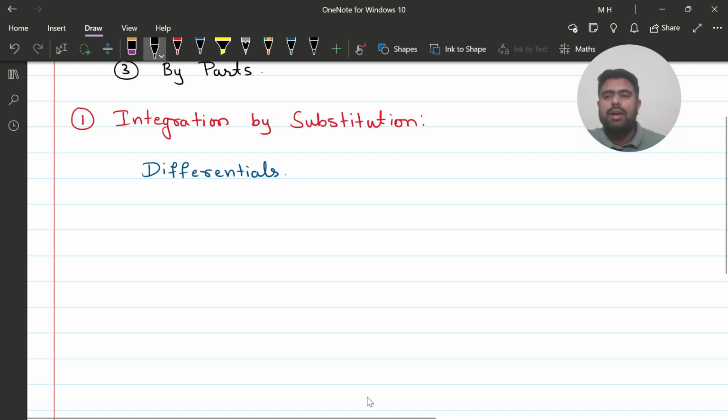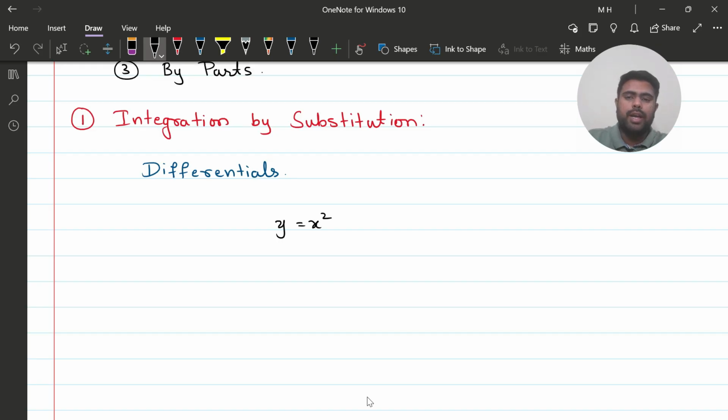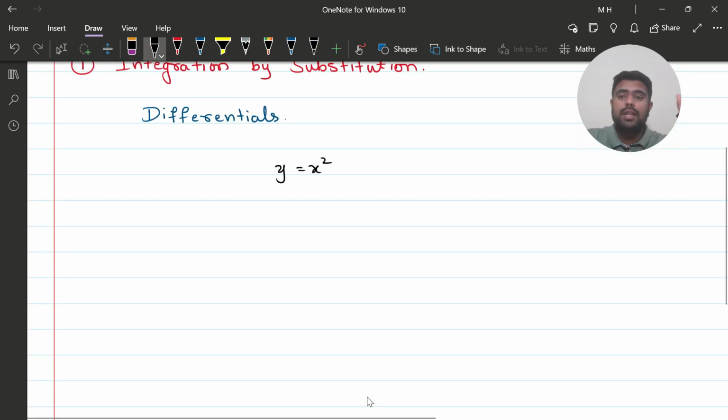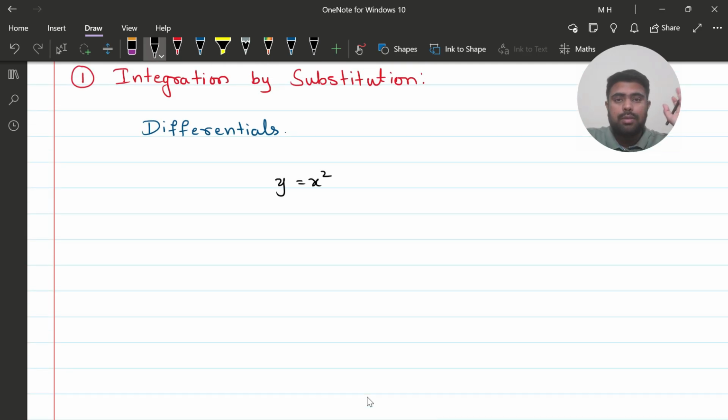Suppose that you have a function y equal to x square. If I had asked you to find out the derivative of y, then you would ask the question, with respect to what? If I ask you to find the derivative of y, you would have to say with respect to x or with respect to y, that I will have to give you. But for differentials I don't have to tell you. What is the differential of this?